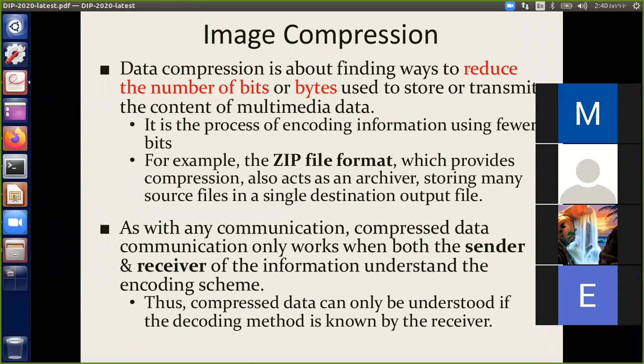The major advantage of image compression is saving memory space and also saving transmission bandwidth. It means that we can keep as many images as possible in our limited memory space, and we can transmit as many images as possible with the limited bandwidth that we have.